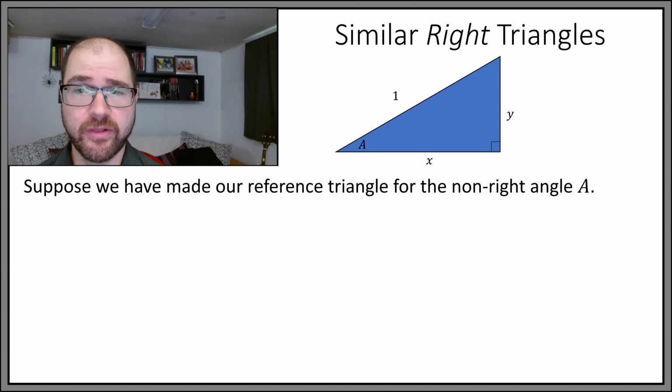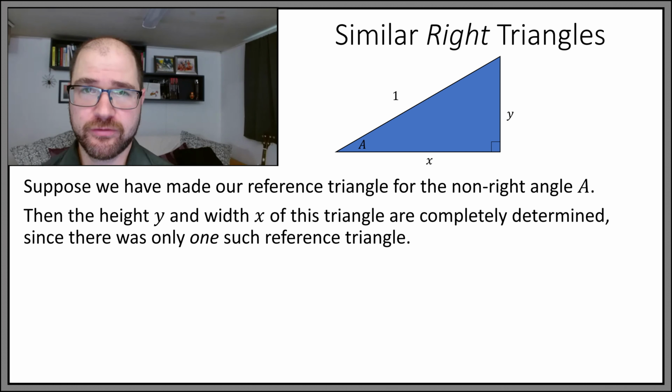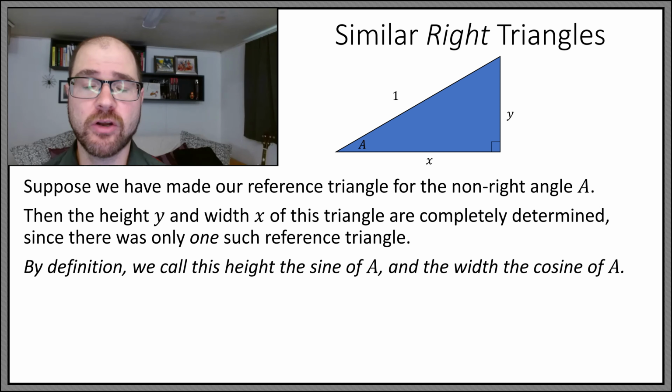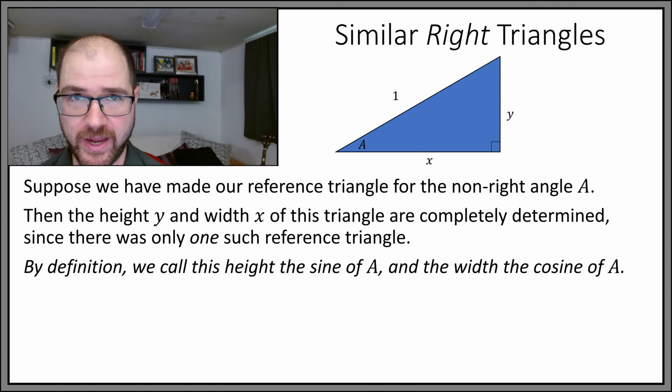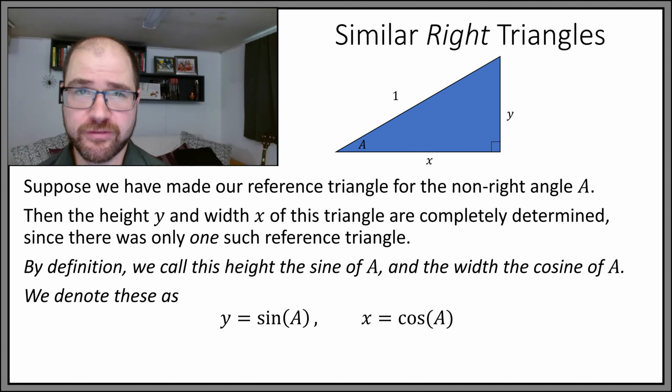It has angle A on the left, it's a right triangle, and the hypotenuse has been scaled to be of length 1. Now the height y and the width x of this triangle are completely determined. It has to be similar to all other triangles with that angle A and a right angle, and we've scaled it by a specific factor. Therefore, y and x are completely determined, and by definition, we are going to call y, the height, the sine of the angle A, and we're going to call x the width, the cosine of the angle A. We're going to denote these as sin A and cos A, notation that many of us are no doubt familiar with.